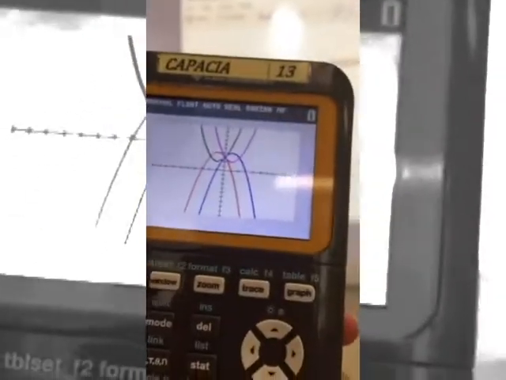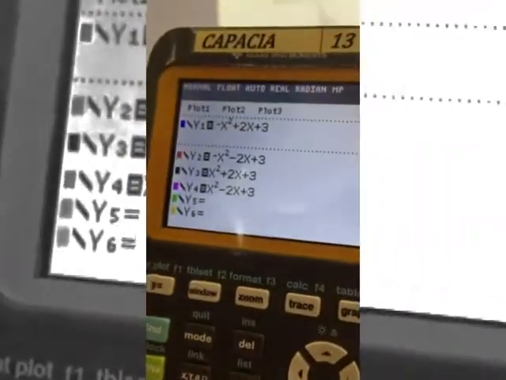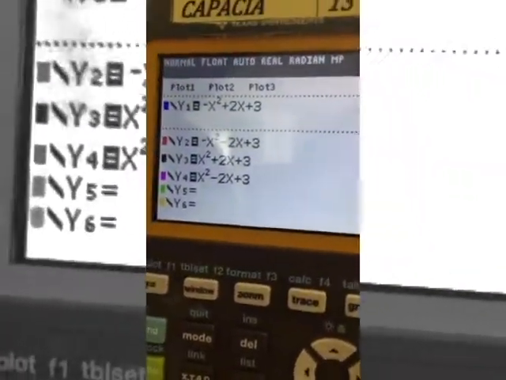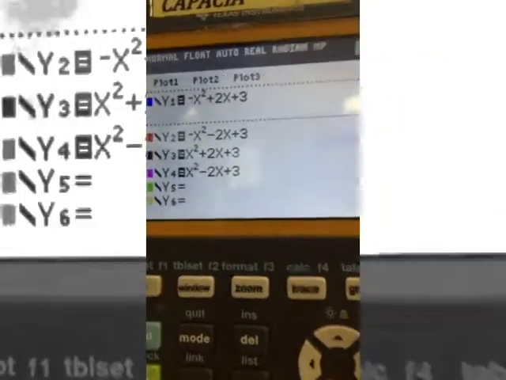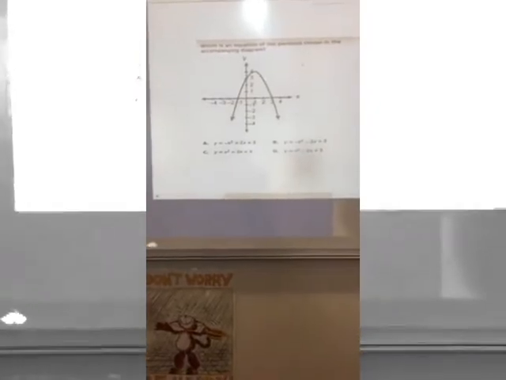So we press y equals again. And then we look at the equation of the blue one, which is -x² plus 2x plus 3. That's our answer. So we look at the answer choice that matches that one, which is A. And the answer is A.